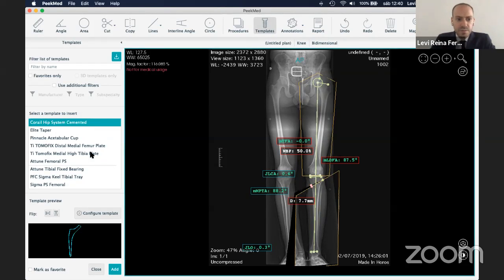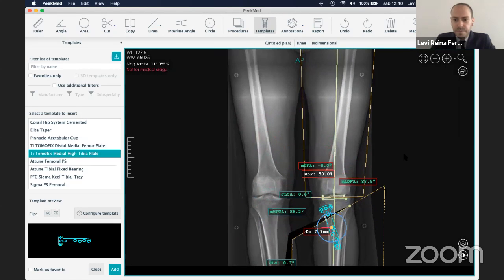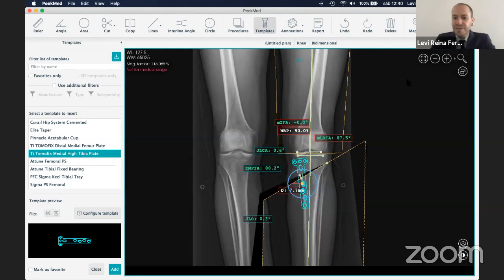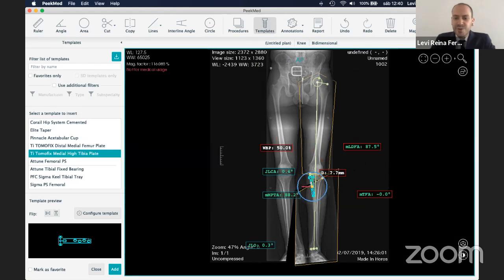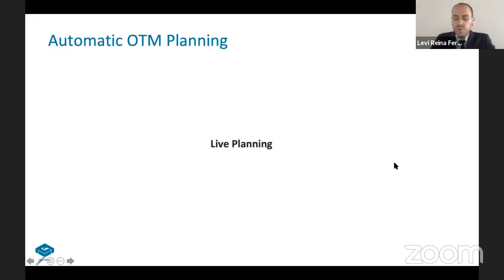You can put a Tomofix plate, for example. You put it here, and there you go. You have your osteotomy planned really fast, and the patient will be happy for sure. So now I want to show you a few more cases that the tool does.